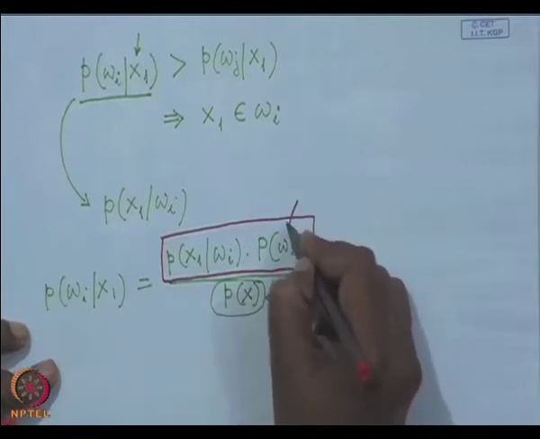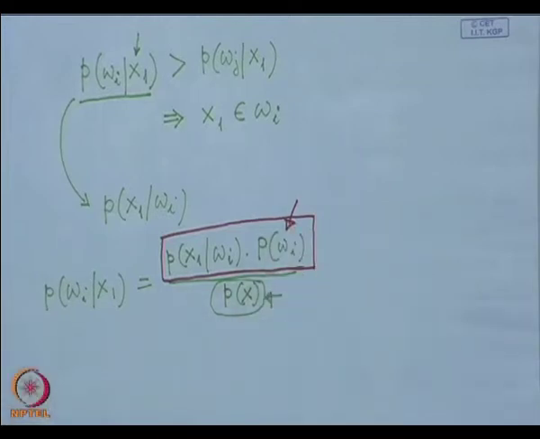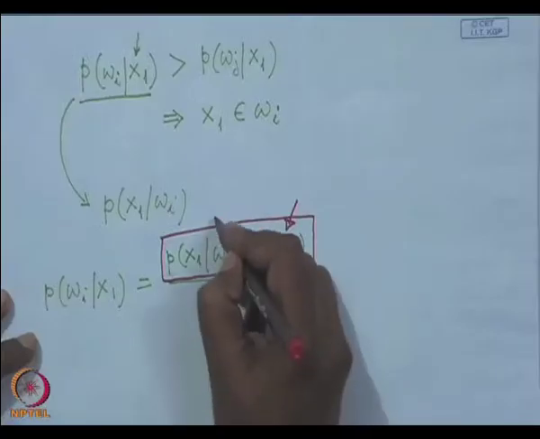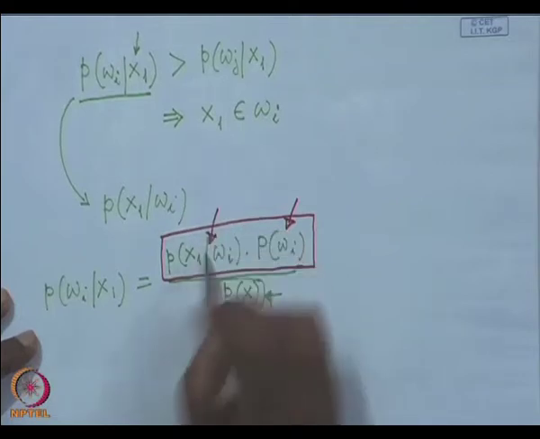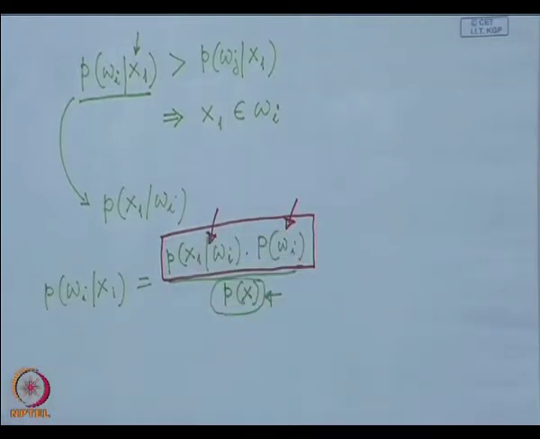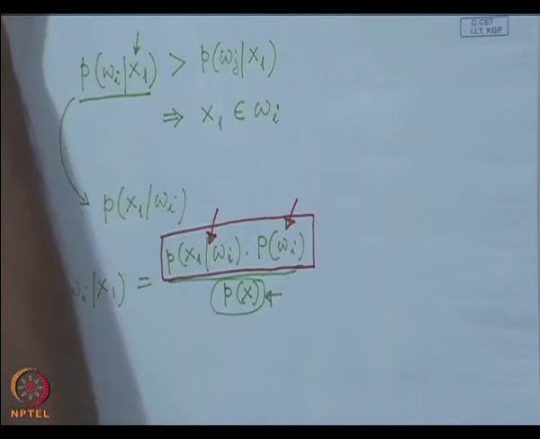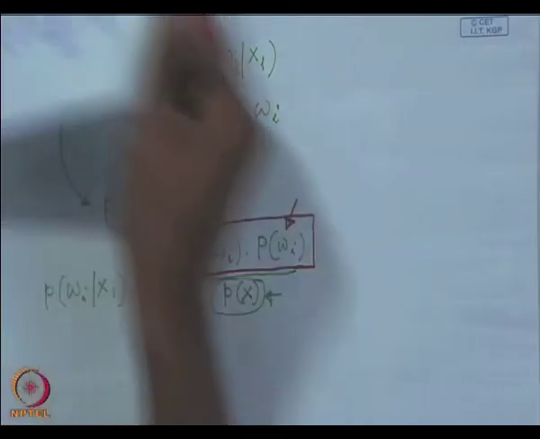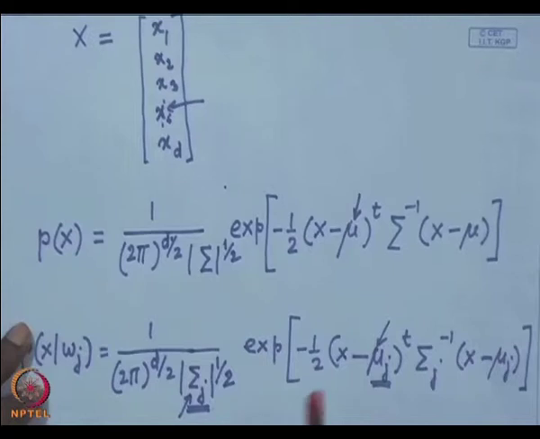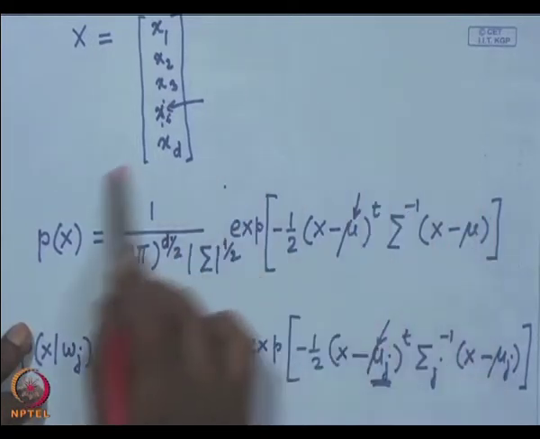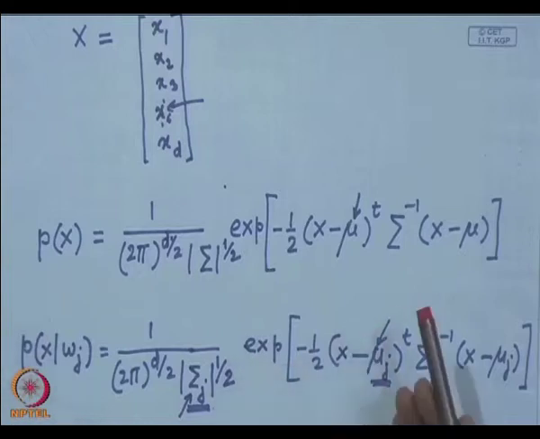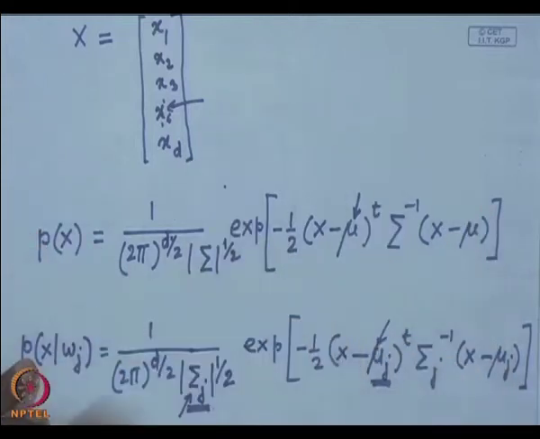And P of omega I, being the a priori probability, is always assumed to be known a priori. So, what I have to compute effectively is this value: P of x given omega I. Now, the advantage that I have if I have a parametric representation like this: being an analytical expression, for any given x 1 I can immediately compute this value. That is the advantage that I have.